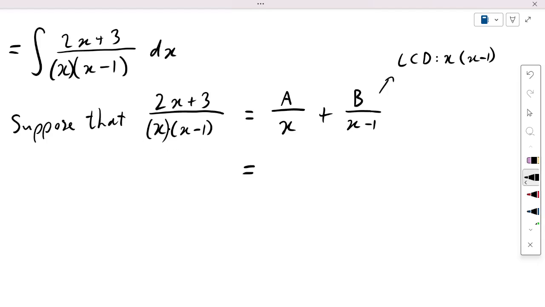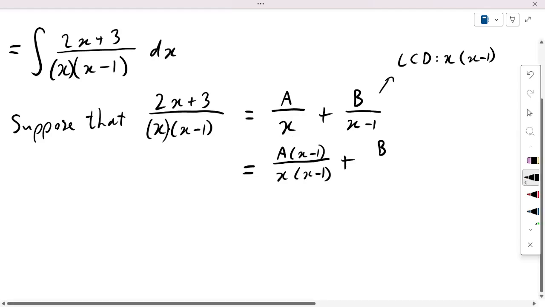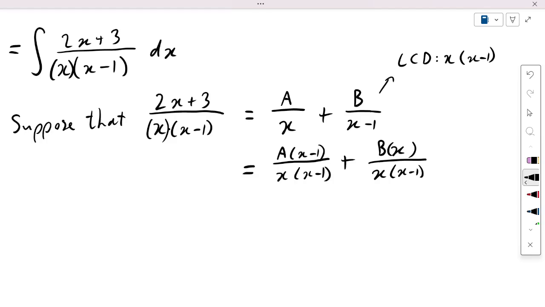So which means we're going to try and cancel out the denominators. This is how we're going to do it, right? We are going to multiply both the numerator and the denominator by x minus 1 to fill in the gap. So we're going to have a multiplied by x minus 1 divided by x multiplied by x minus 1, plus, for the b term, we're going to multiply both the numerator and the denominator with x, because it's missing the x in the denominator. So it's going to be b times x divided by x into x minus 1 over here. Great. And this is equal to 2x plus 3 over x into x minus 1.